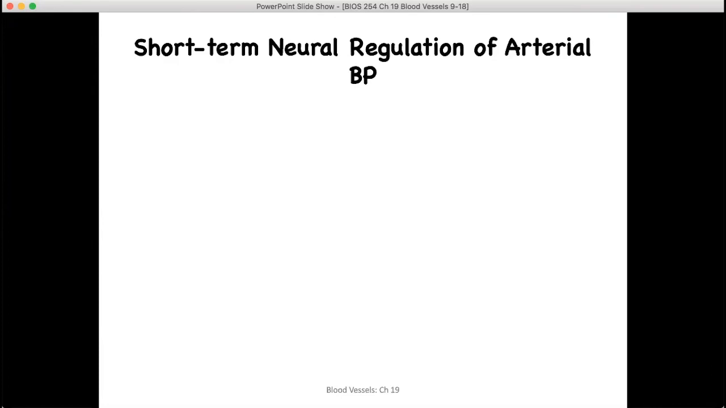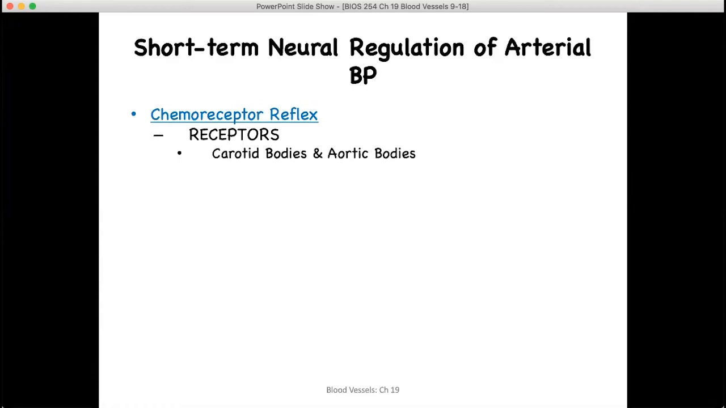Let's look at some short-term neural regulations of the arterial blood pressure involving chemoreceptors. So this is the chemoreceptor reflex. It will work much the same way. The receptors are going to be located near the baroreceptors. They will be called the carotid bodies and the aortic bodies. Since these chemoreceptors are part of the peripheral nervous system, we're going to call them peripheral chemoreceptors. You also have another set of chemoreceptors located within the medulla, which is part of the central nervous system, so we'll call those central chemoreceptors.